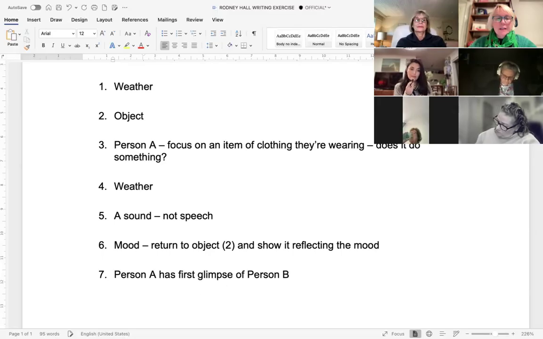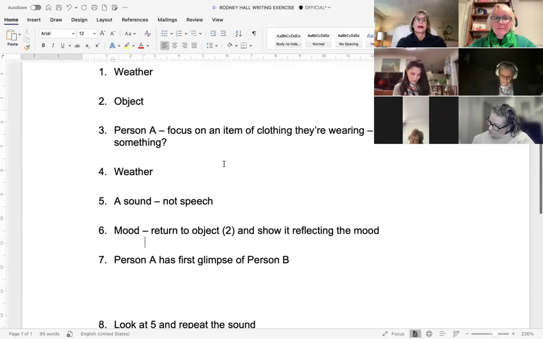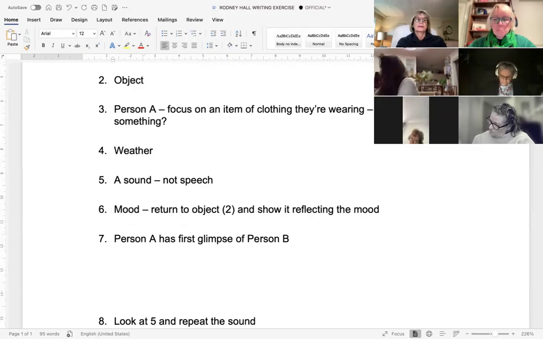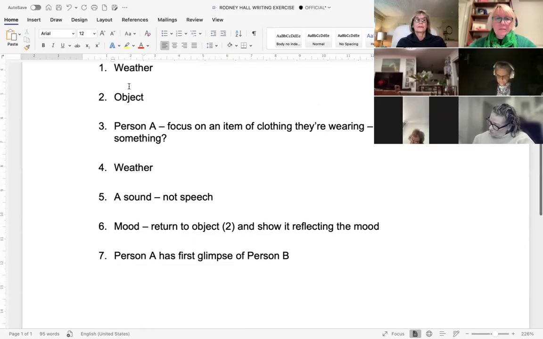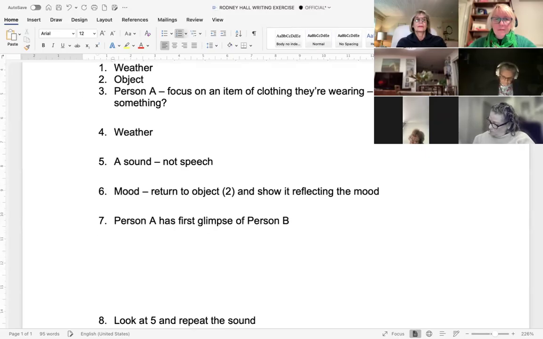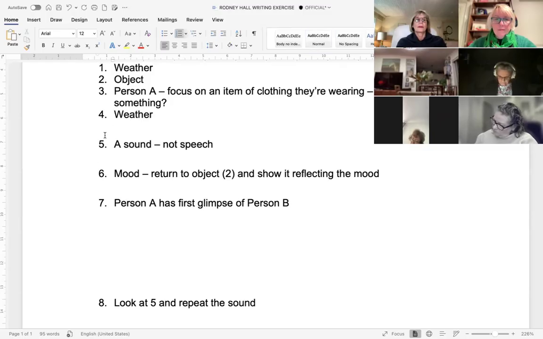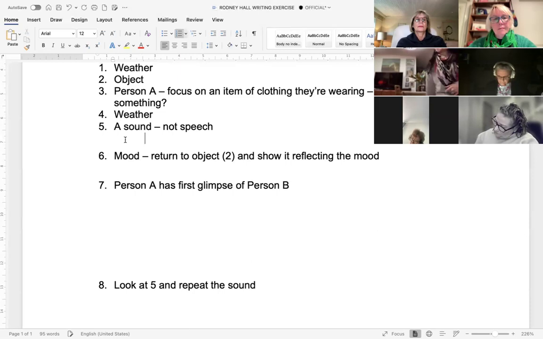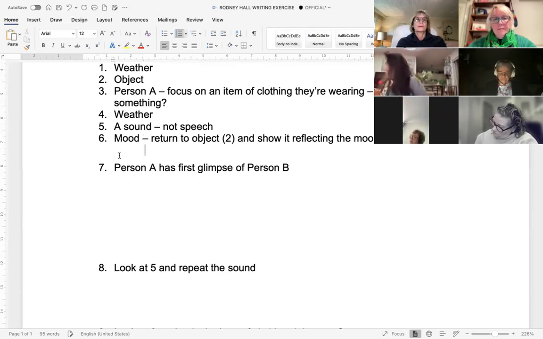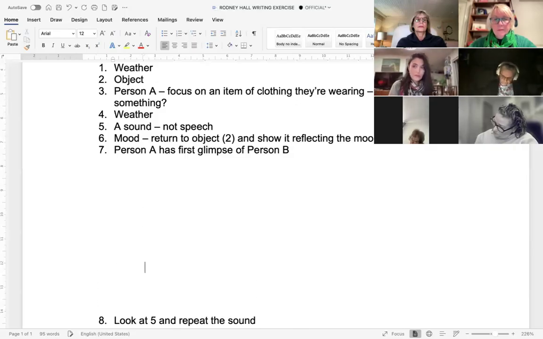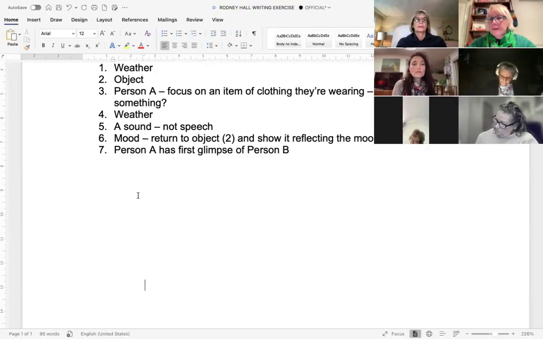Number 7, here comes person B. Person A gets their first glimpse of person B. So the other person is coming. Just a glimpse.